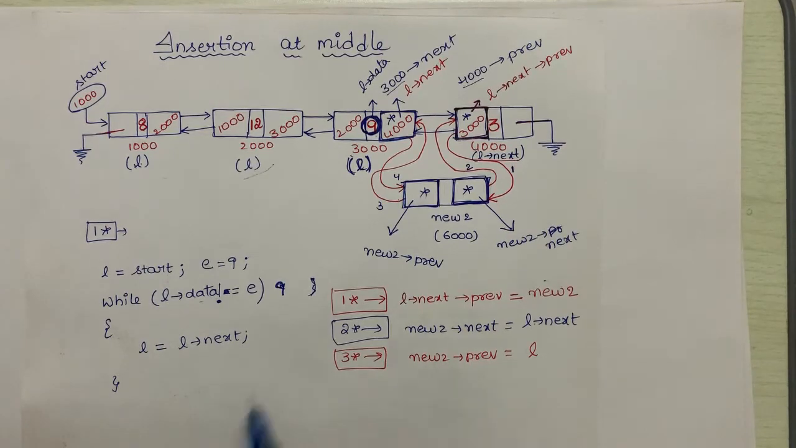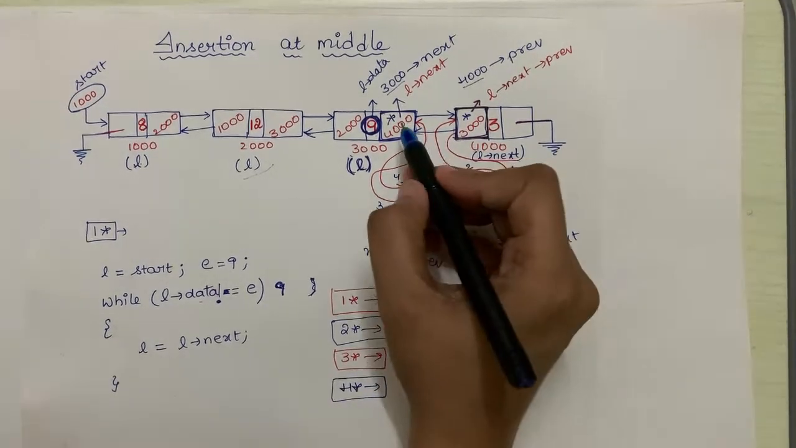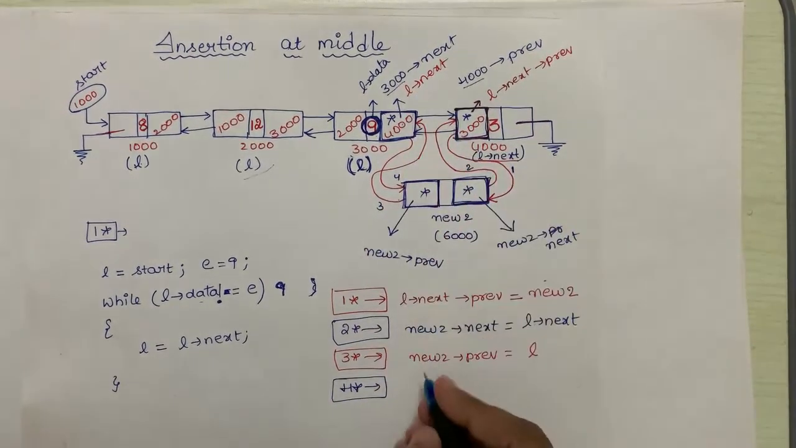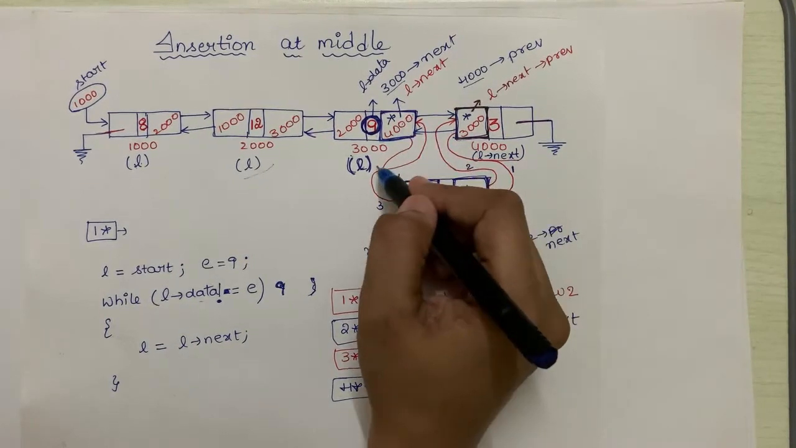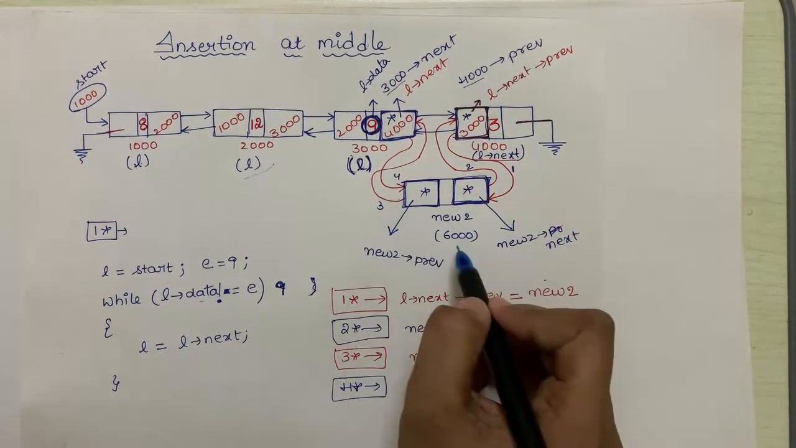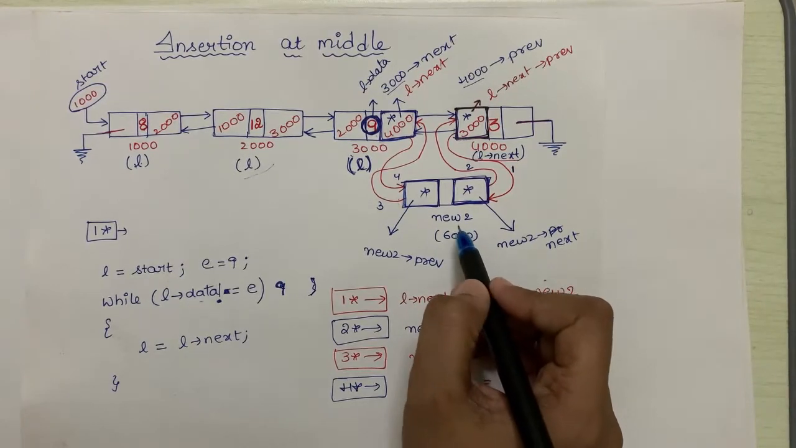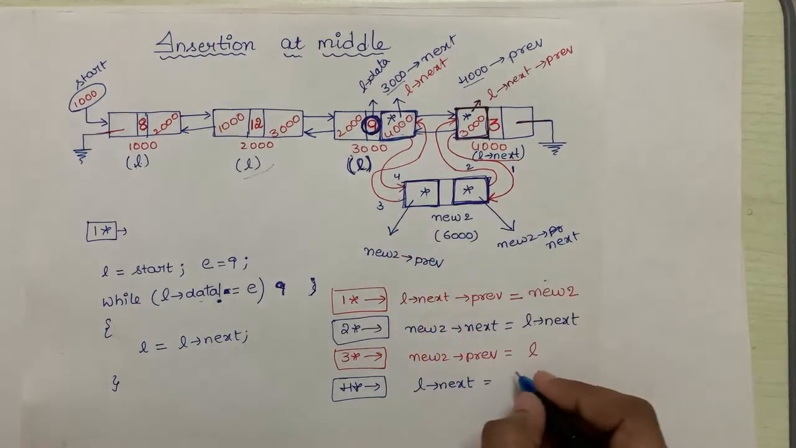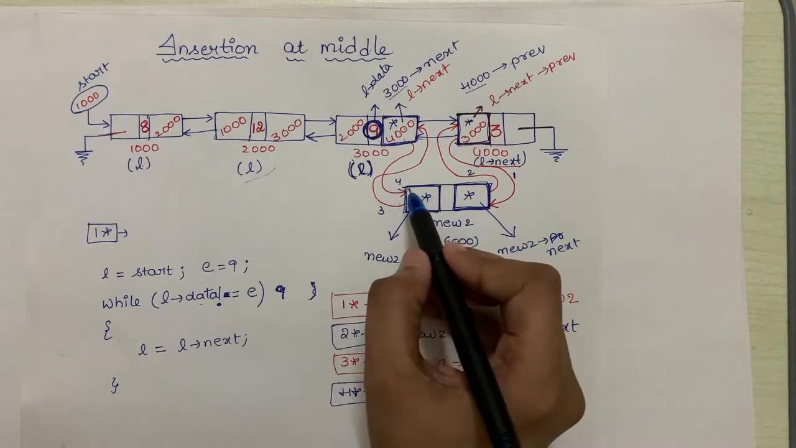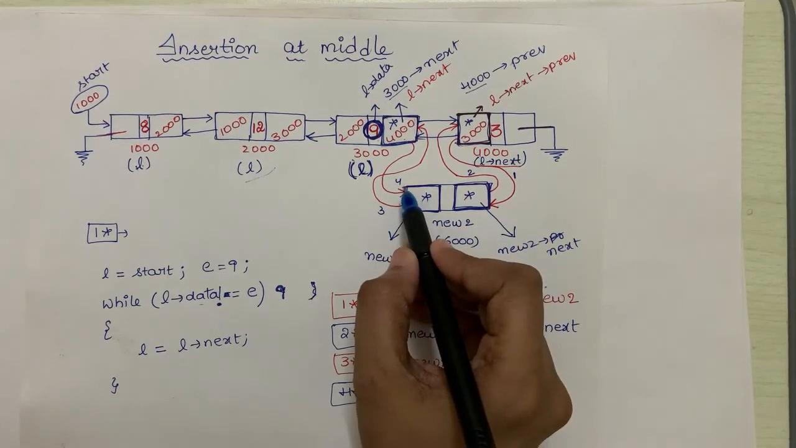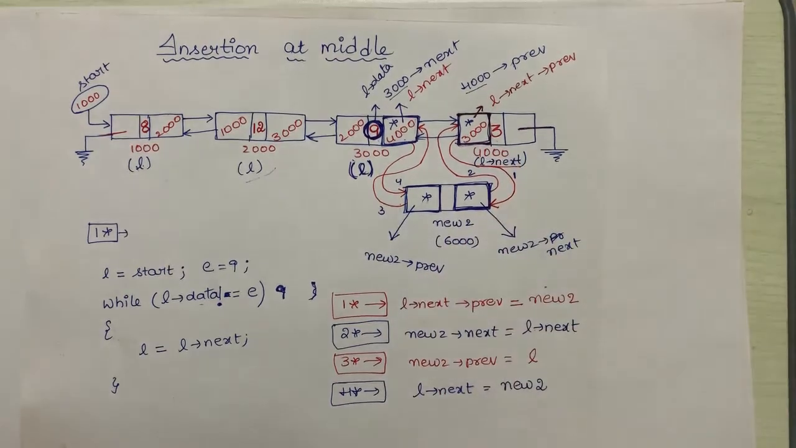Now coming to the fourth box. The name of this box is L next. L next should store the address of its next node. Its new next node is 6000. The name of 6000 is new2. So L next is equal to new2. Right? So after performing these 4 operations, this new node will be inserted in between 9 and 3.